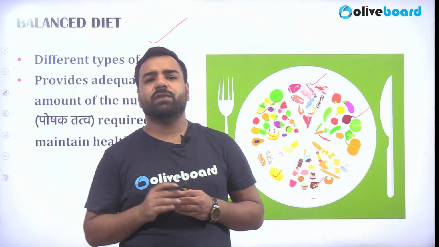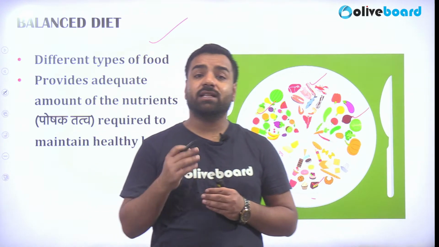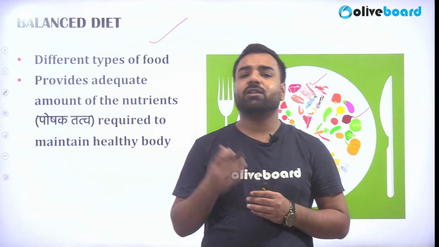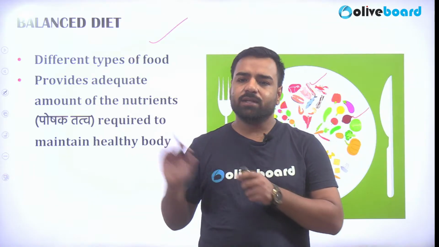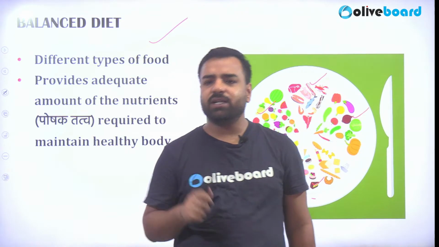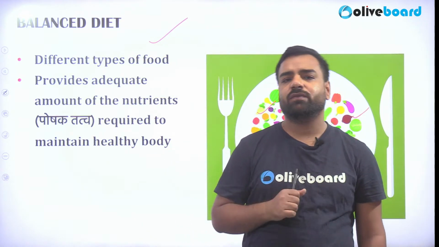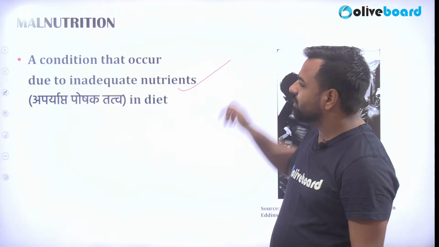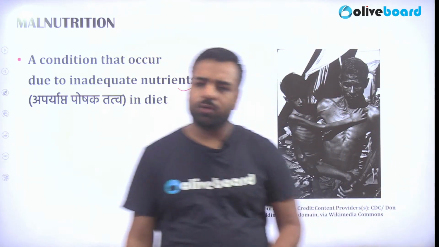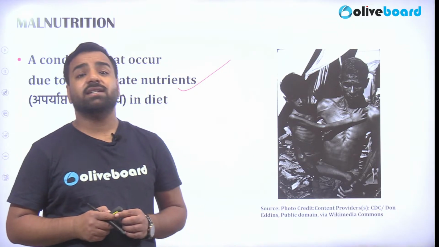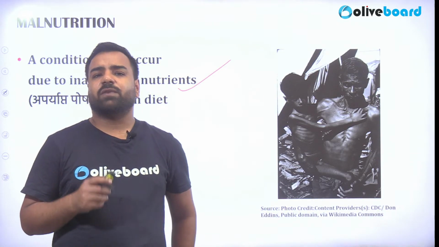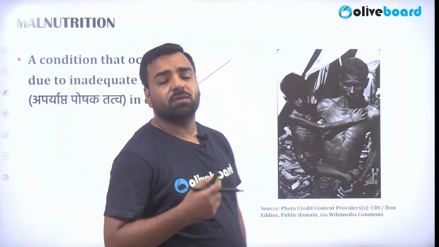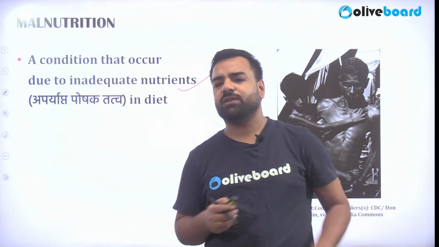Also, if I talk about vitamins, vitamin A is required for our eyes for healthy vision. Vitamin C is required; if it is not there, it will lead to bleeding from the gums. That's known as scurvy. So yes, what is a balanced diet? Different types of food which give you an adequate amount of nutrients. That's a balanced diet. Malnutrition: if there is an inadequate amount of nutrients, the person is said to be suffering from malnutrition, and it may be because of deficiency of vitamins, or deficiency of protein. It might be deficiency of anything.